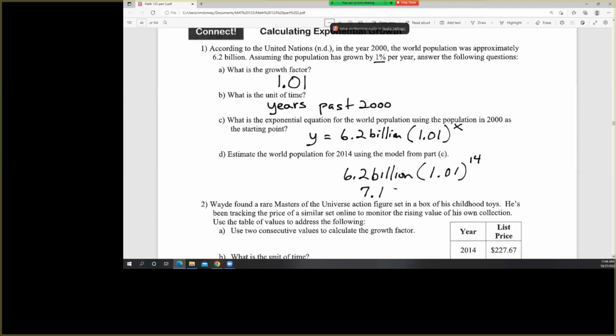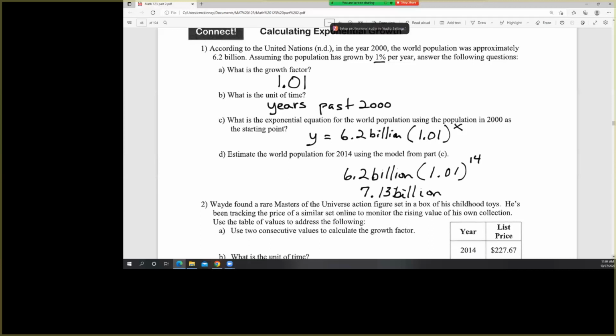So 7.1 billion or 7.13 billion. Typically, since we were only given one decimal place, we would only return an answer with one decimal. If it does not tell you specifically where to round, I would not mark it wrong. You could also tell me 7.13. If it specifically says to the nearest tenth of a billion, then please don't include the 3. So 7.1 or 7.13 here is fine.